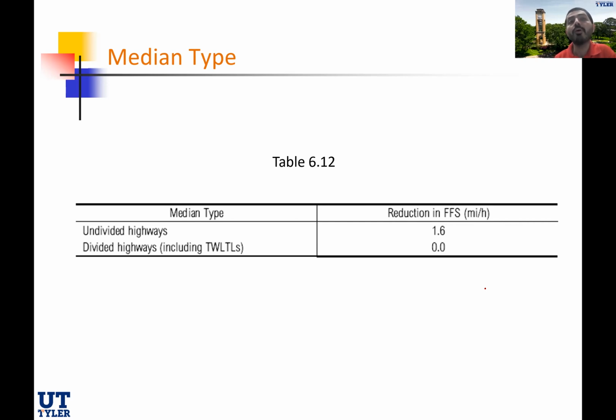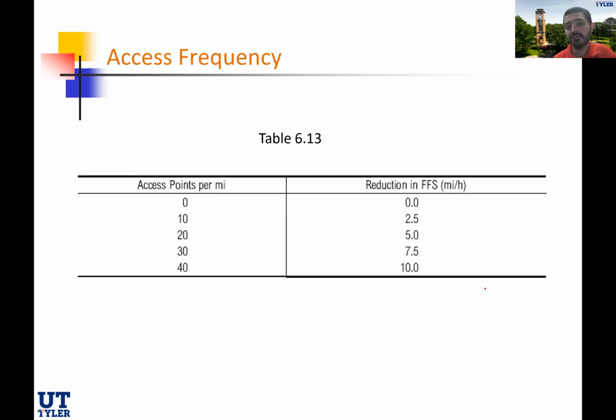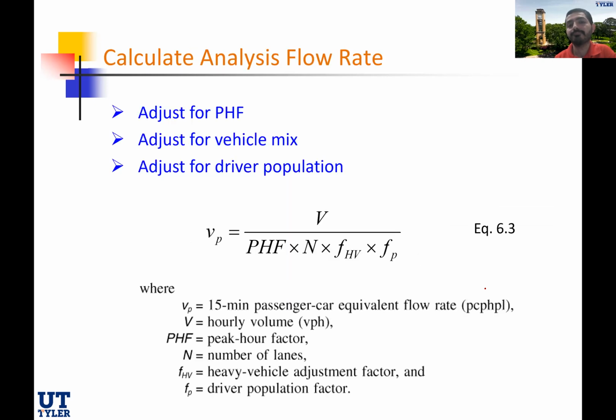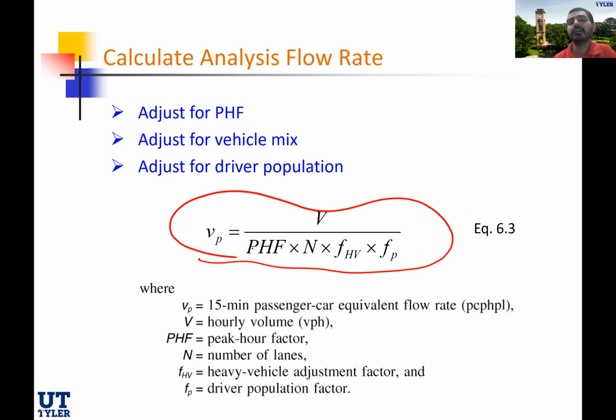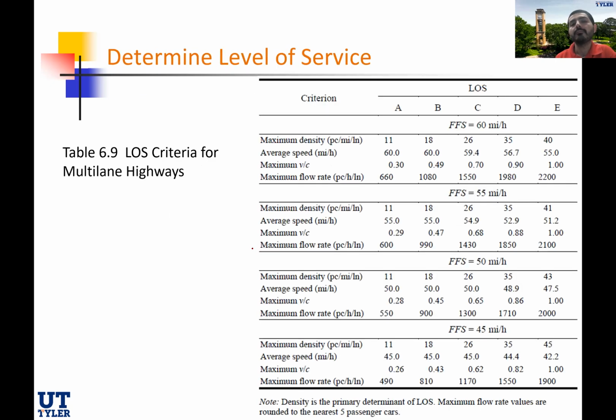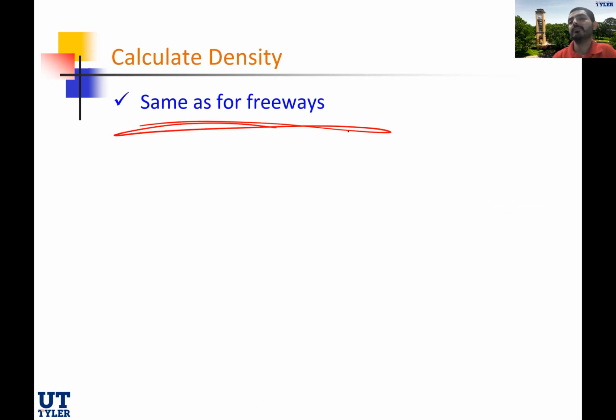For freeways, there is always a division. There's always a wide median. Access points, same thing, it was a new table for multi-lane highways. And then we arrive at the same equation, vp, to get the maximum 15-minute passenger car equivalent flow rate, which is the same. That's why I say it's the same procedure.